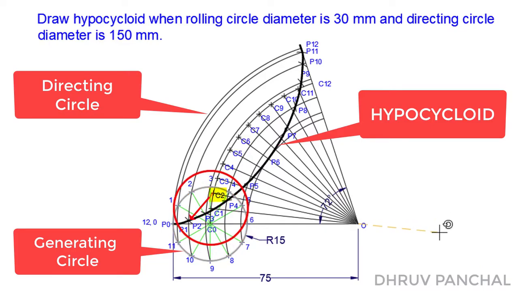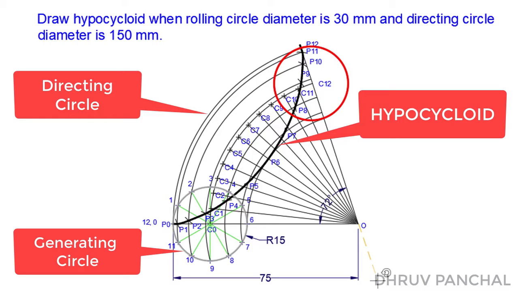Hypocycloid curve is defined as a curve traced by a point on the circumference of a circle rolling internally on the circumference of a fixed circle. Here, the rolling circle is known as the generating circle and the fixed circle is known as the directing circle.